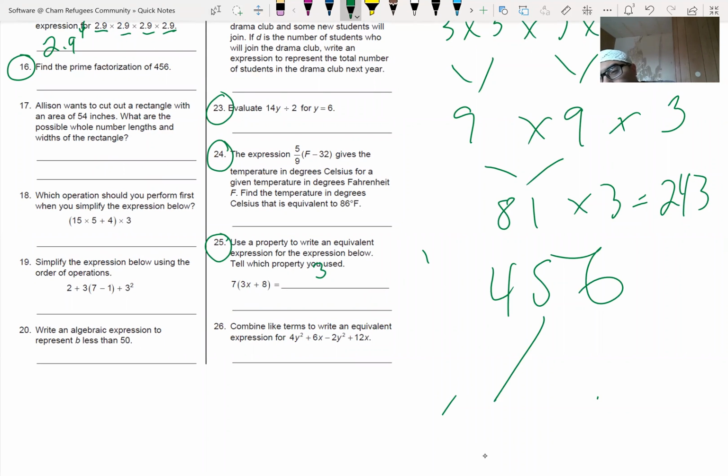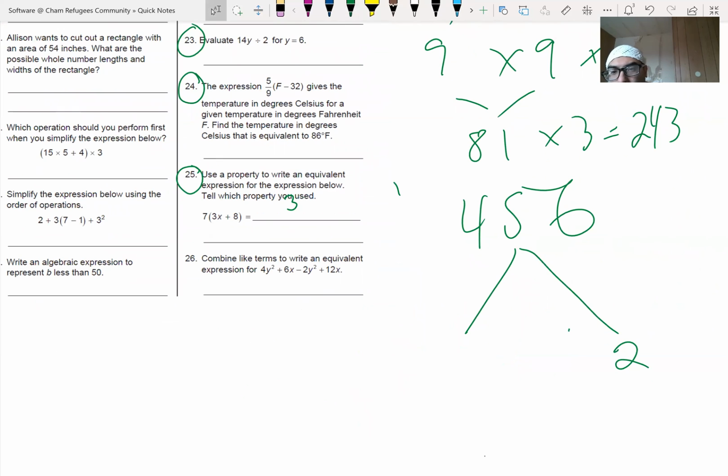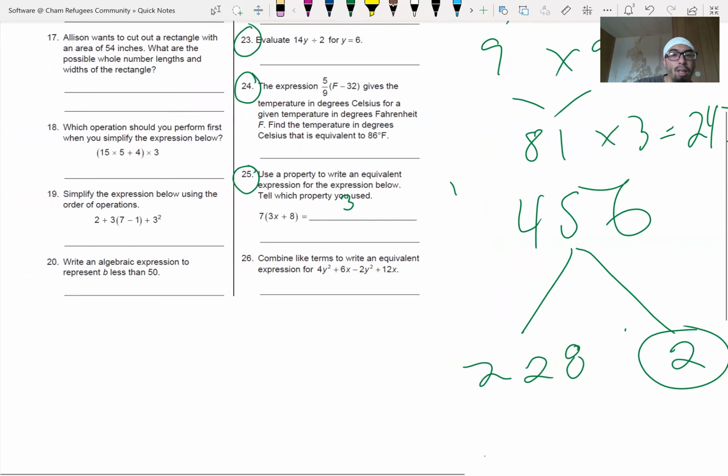456. The best thing to do is just divide it by 2, and I'll give you guys a hint. It would be 228. And then you're going to have to keep splitting it. And every time you run into a prime number, you're going to circle it, okay? So that's how you're going to go ahead and do number 16.